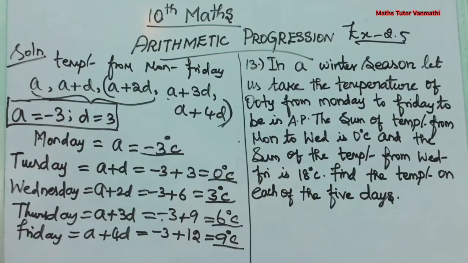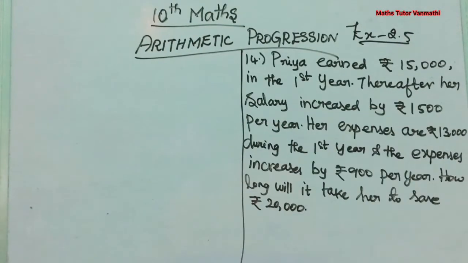Okay? Let us go on to the next problem. Exercise 2.5, 14th problem. This is your last problem in your exercise and also in this section, arithmetic progression. Okay? What does the question mean?